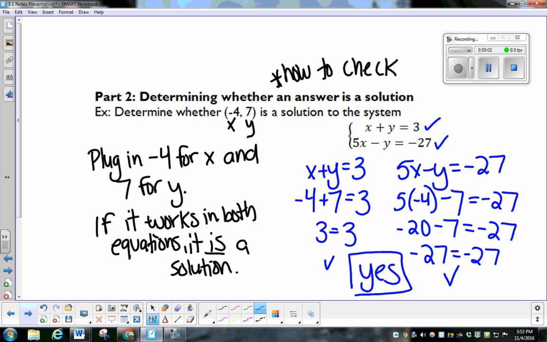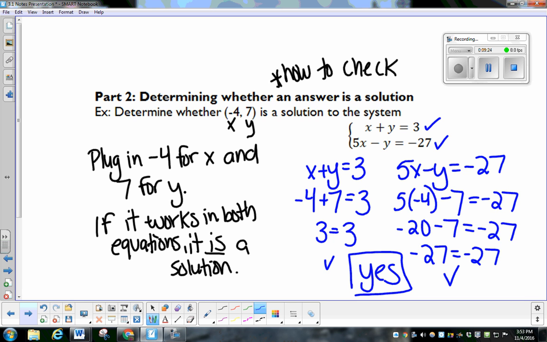And what that means is that if you graphed both those equations, those graphs would cross at that point. That's what it means that it's a solution to a system. It means that pair of x and y works in both of those equations, and the graphs would cross at that point. Remember, you can use this to check your answers when we're solving systems.